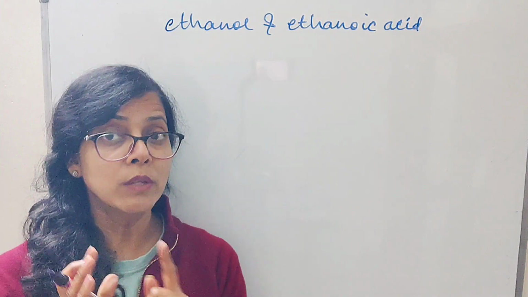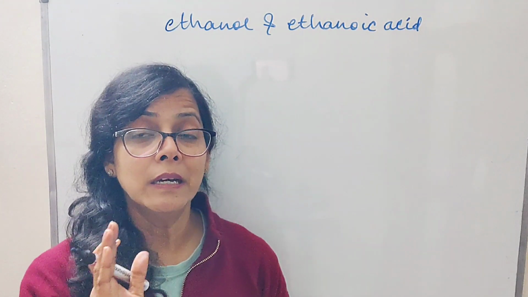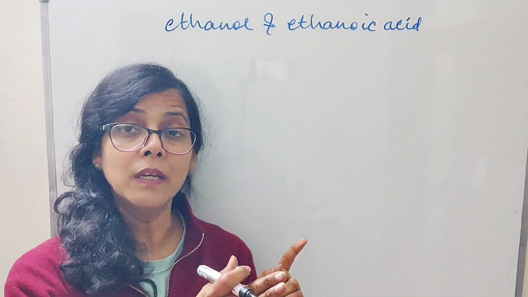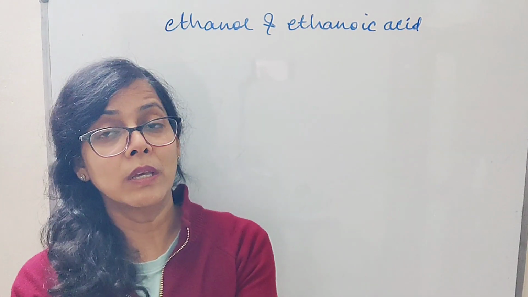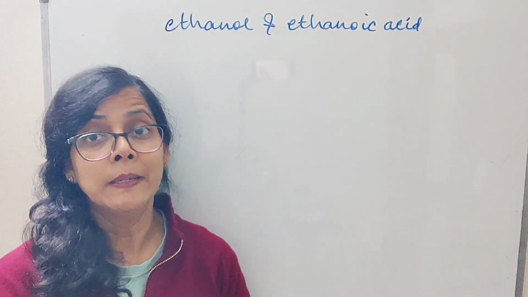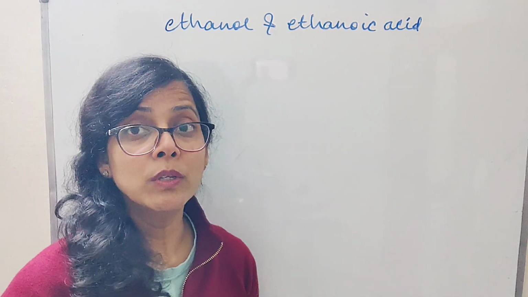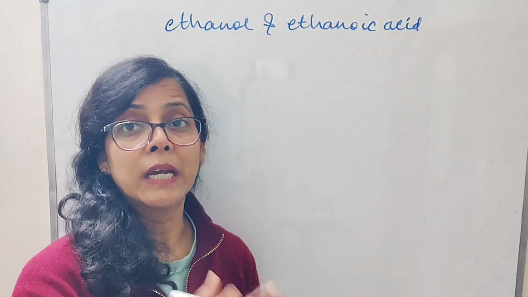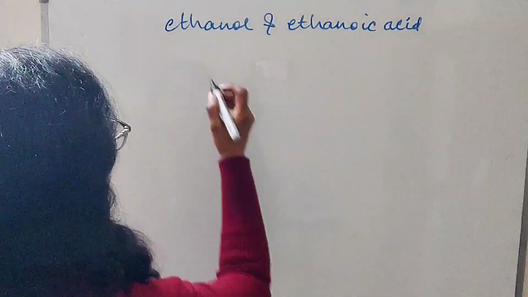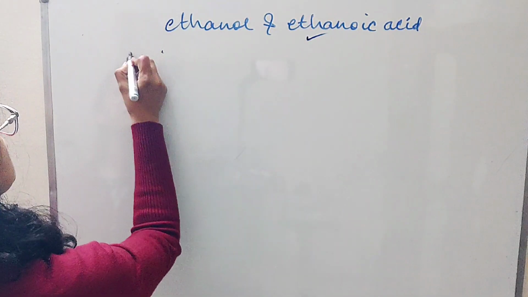So what will you write in this? You will write a reaction where you will show that something is happening in ethanol or ethanoic acid and it is not going to happen with the other one. So which reaction are we going to write? We'll write the reaction of ethanoic acid with sodium bicarbonate.